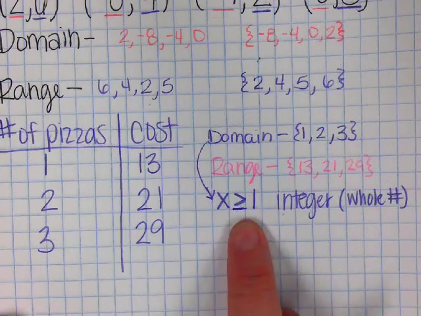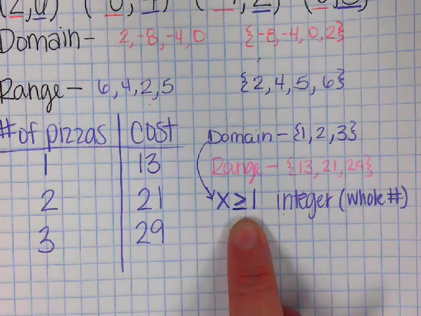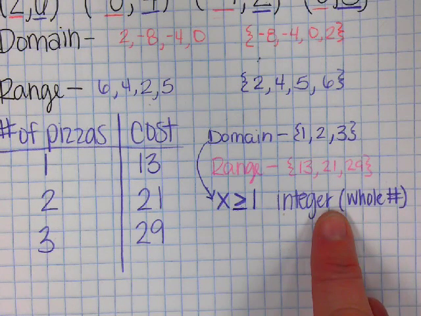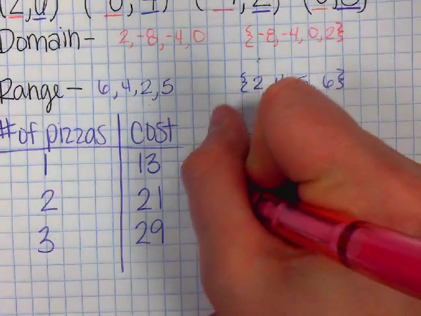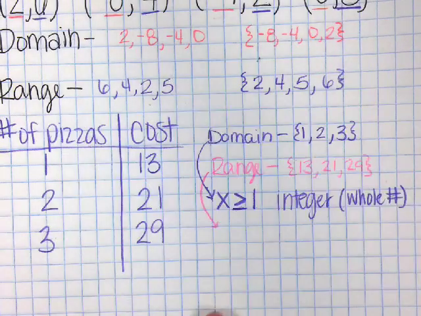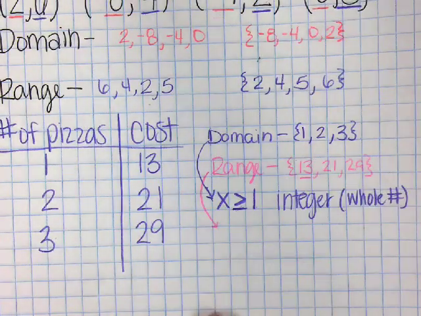So you can order any number of pizzas as long as it's more than 1, and as long as it's a whole number. You can't order half of a pizza. You can't order 3/4 of a pizza. Now, range, you would do the same way.